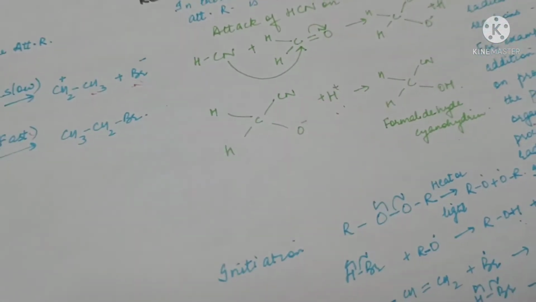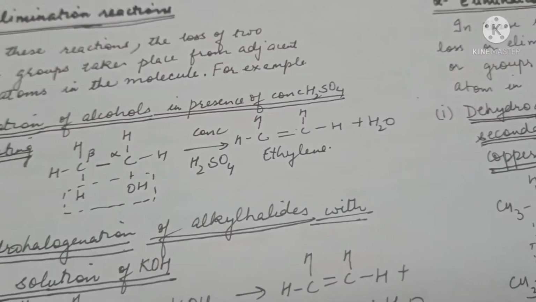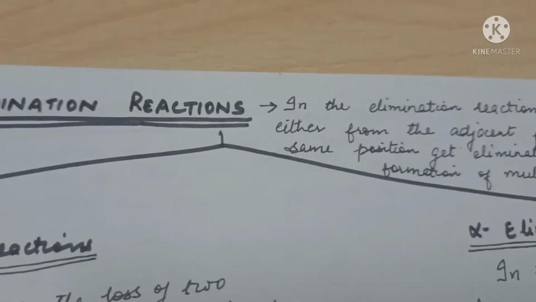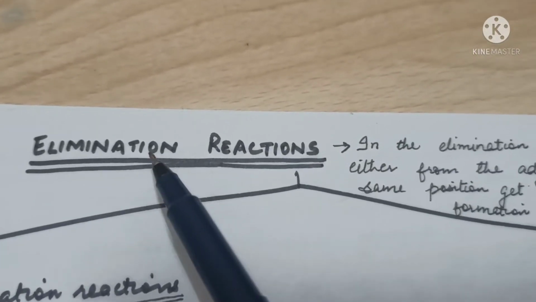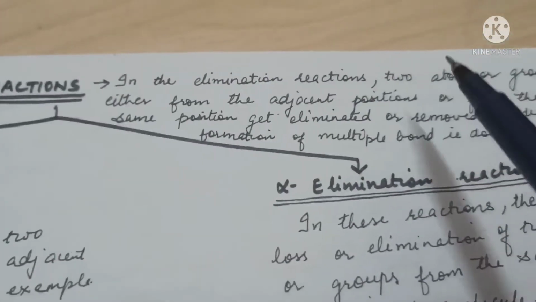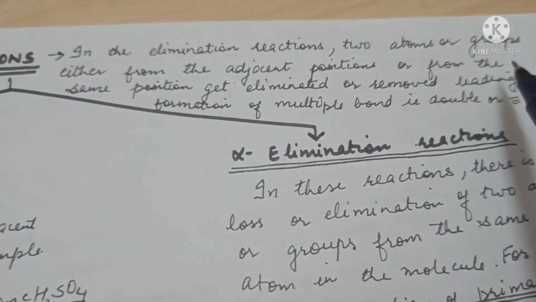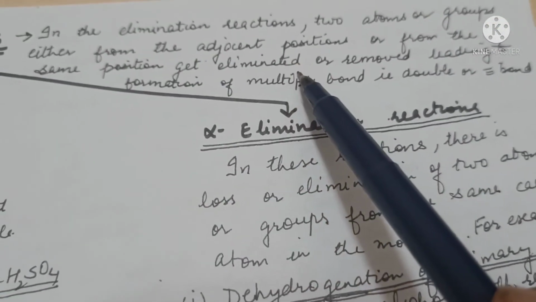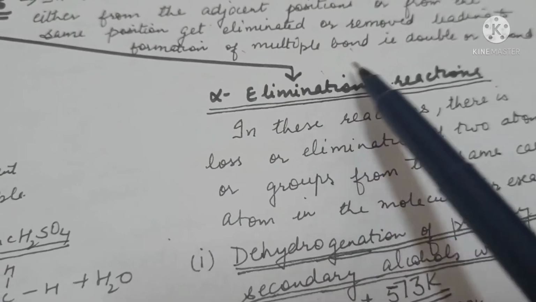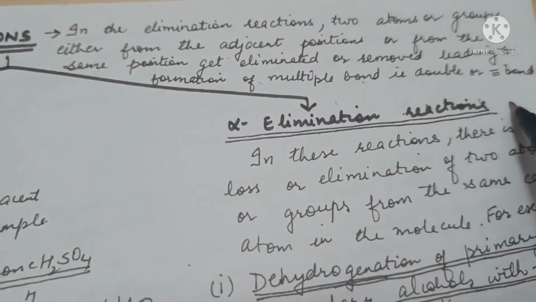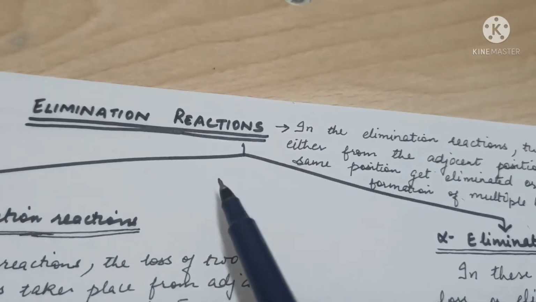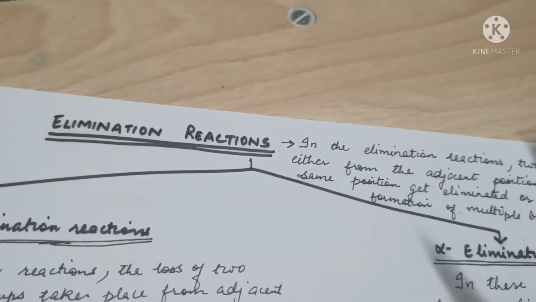So after substitution and addition reactions, we come to the next type of organic reactions, which are called elimination reactions. According to the name, a small molecule will be eliminated from the substrate. In the elimination reaction, two atoms or groups either from adjacent position or from the same position get eliminated or removed, leading to the formation of a multiple bond, that is a double bond or a triple bond. So this is opposite to the addition reaction. In addition reaction, a molecule is added. In elimination reaction, a molecule is eliminated.